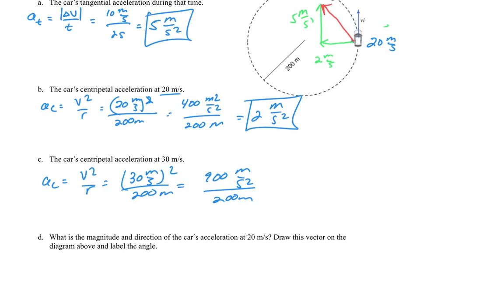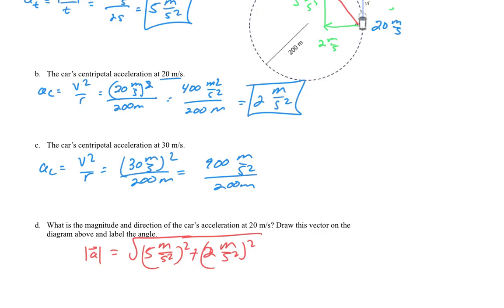So I could go ahead and figure out that magnitude is just the square root of 5 meters per second squared, all squared, plus 2 meters per second squared, all squared. I have to take the square root of that, so I'll let you do that math. And then the angle that occurs at, theta, would be the inverse tangent of, let's see, 5 over 2. And again, I'll let you do that math and check it in the key.